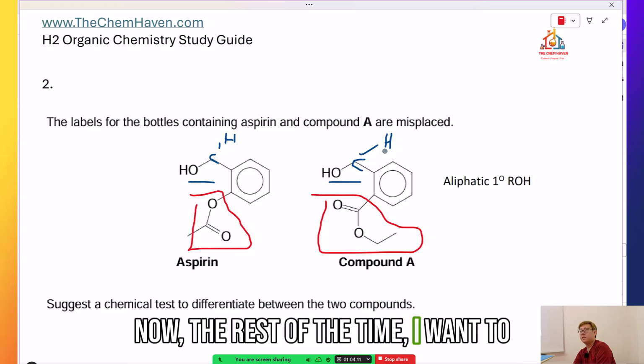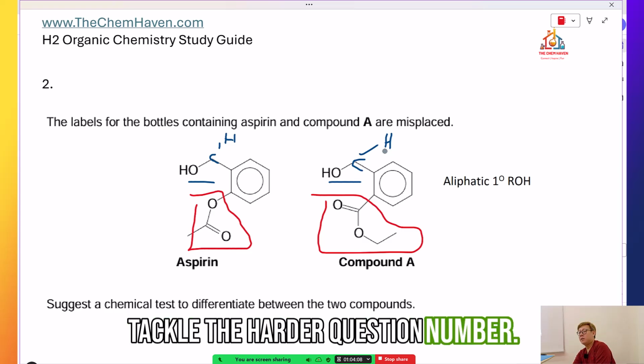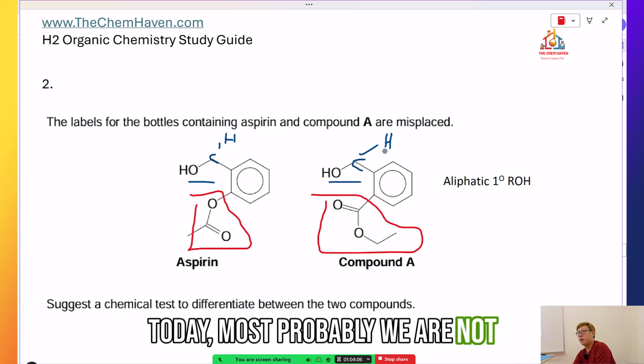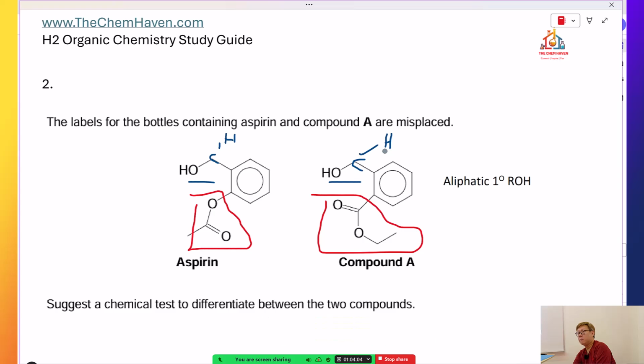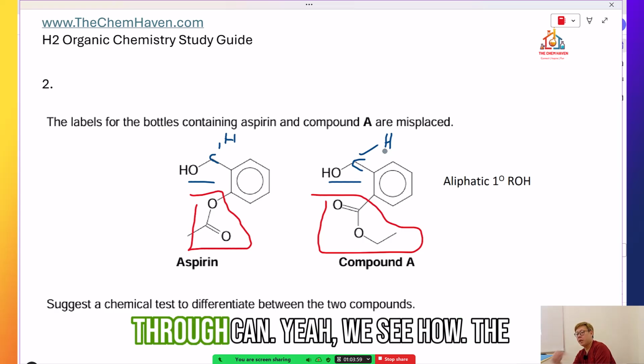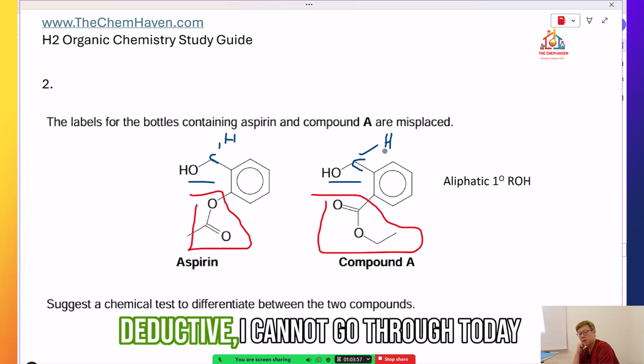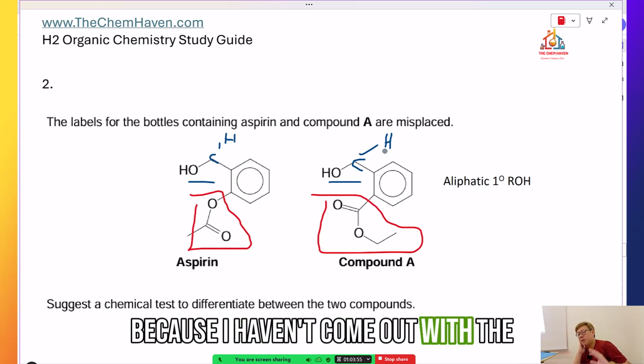Now the rest of the time, I want to tackle the harder question, but today most probably we are not doing the deductive. Maybe application we can go through. Can? Yeah, we see how. Deductive I cannot go through today because I haven't come up with a summary for you.